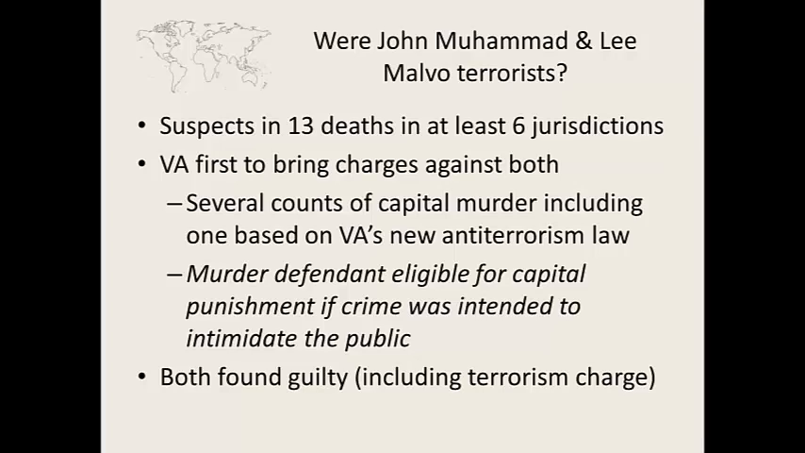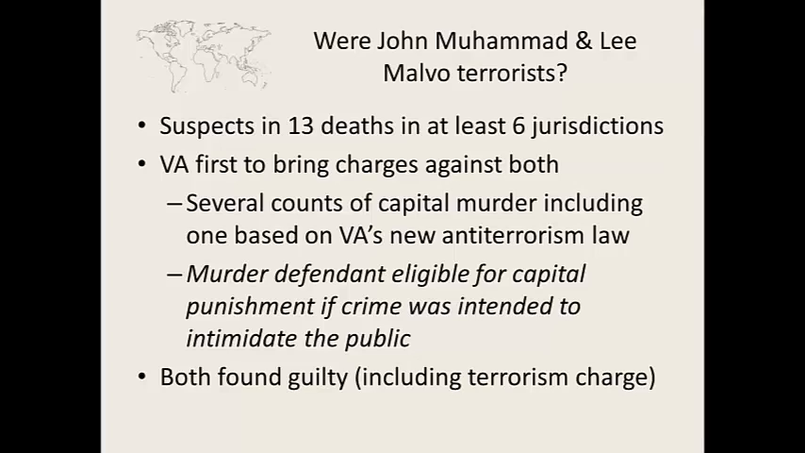After the two were caught, Virginia was in fact the first to bring charges against both Muhammad and Malvo. And those charges included several counts of capital murder. And there was one based upon Virginia's new anti-terrorism law. That law basically was saying that a murder defendant is eligible for capital punishment if the crime was intended to intimidate the public. Well, this was a very helpful law in finding both Muhammad and Malvo guilty, including the terrorism charge, because of that reference to intention to intimidate the public.